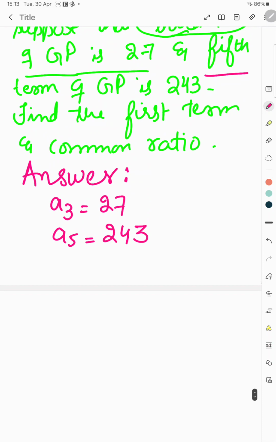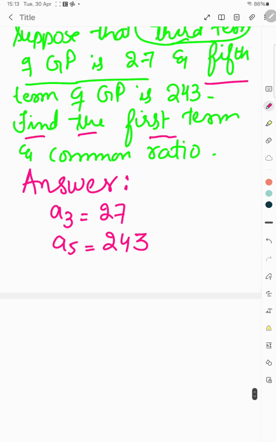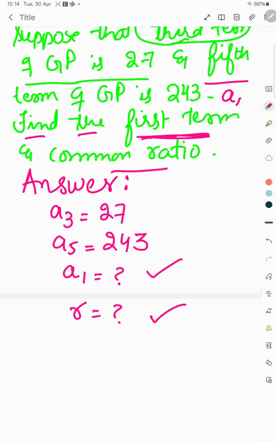Now what I have to find here? Find the first term. First term, what does this mean? It will be a1, small a1. So I have to find a1 and common ratio. What is common ratio? r. So I have to find two values here. One is a1 and the second is r. And you observe here that no sequence is given, just two terms are given. And with the help of these two terms, we will find a1 and we will find r. So how will we find these two things? With the help of these two terms.